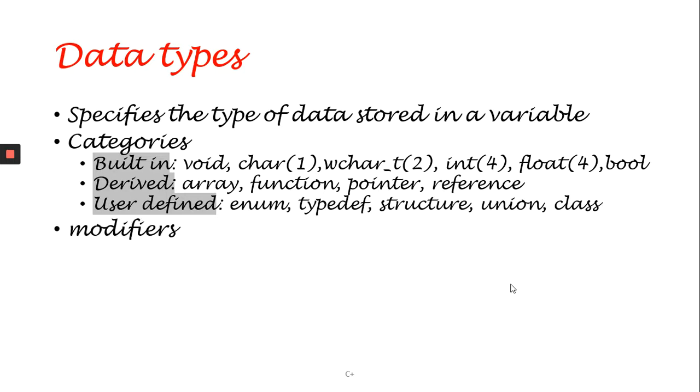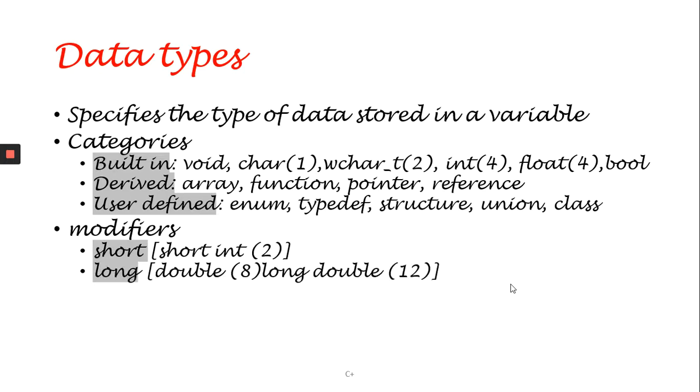We can see the modifiers of the data types, which are short, long, signed, and unsigned. Short means when it is int, we use 4 bytes; when it is shortened, we use only 2 bytes of data in the memory of the computer. Then comes the modifier long. When it is double, we use 8 bytes. When it is long double, it uses 12 bytes of memory locations.